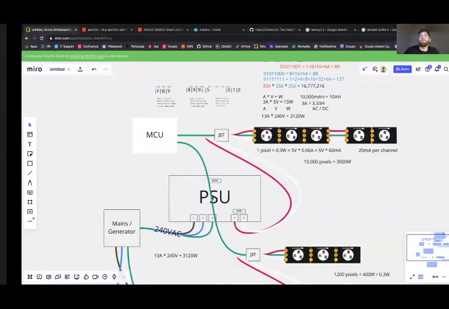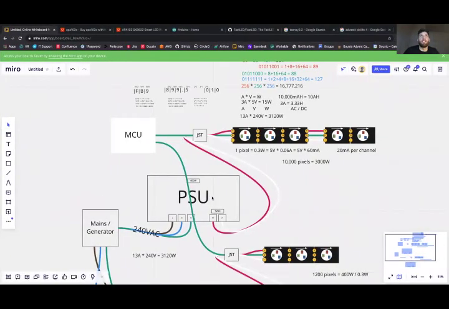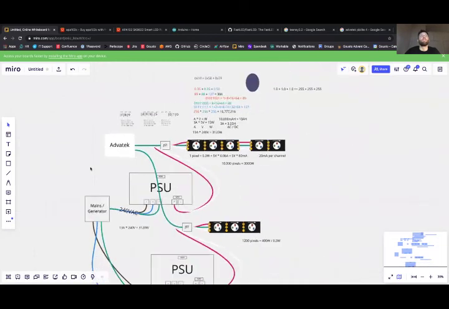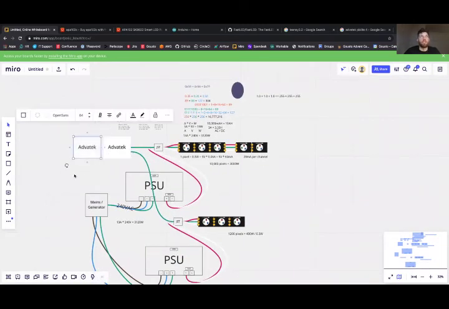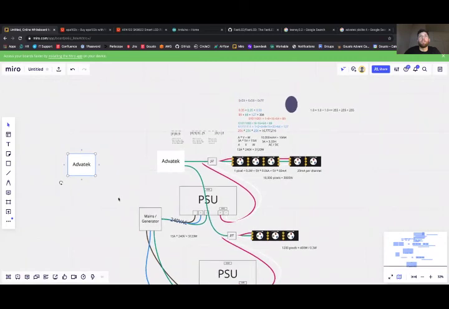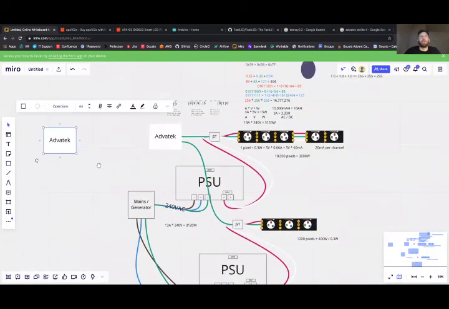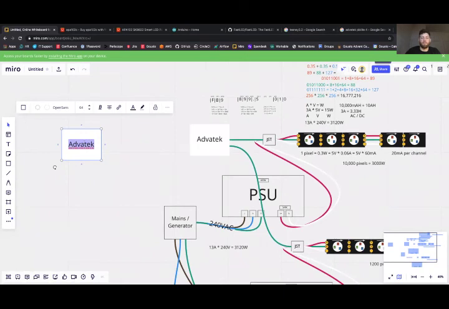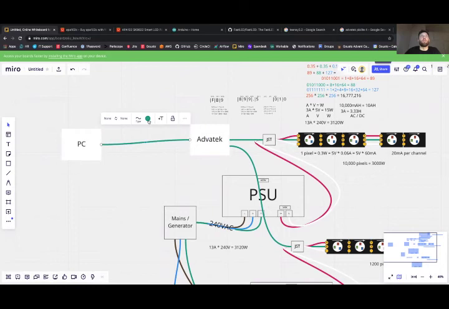Okay, so let's assume that you've got an Advatech controller. Let's convert this bad boy to an Advatech controller. We're going to need another component to the system just to illustrate how this would wire into your LED system here. Got a PC, and it's communicating over an Ethernet cable to the Advatech controller.